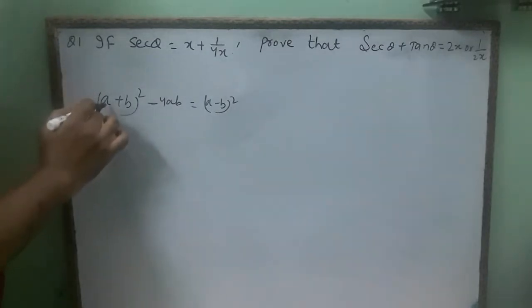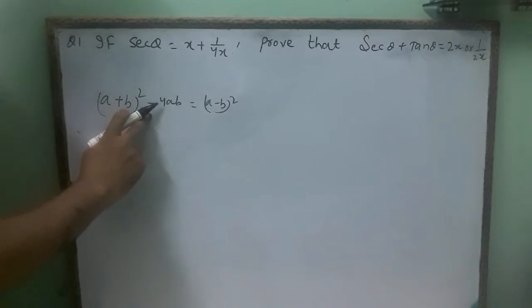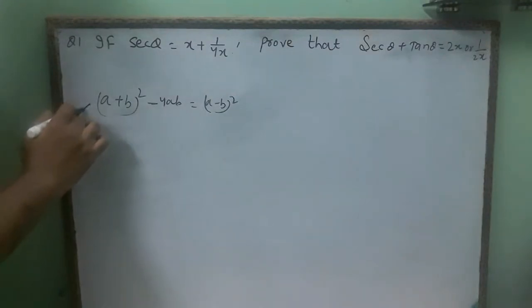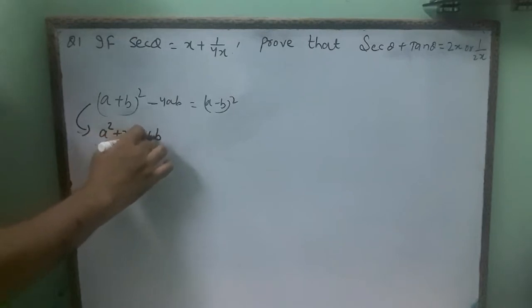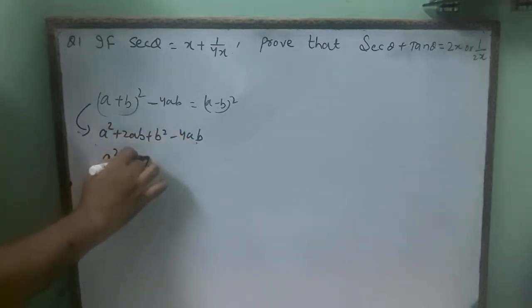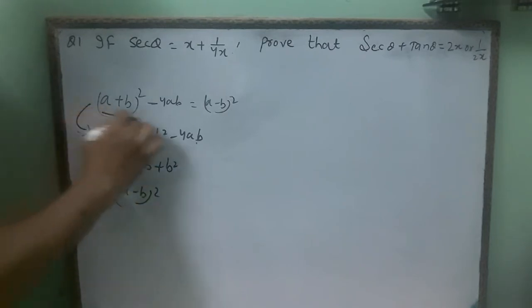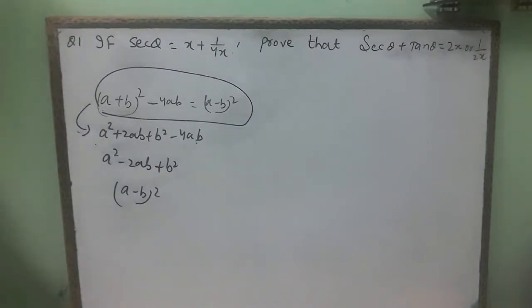So, see this one. When (a plus b) whole square minus 4ab, then it will be equal to (a minus b) whole square. Because if you want to see how, see this one: a square plus 2ab plus b square minus 4ab. Now a square, and this one minus 2ab, after subtracting, it will be (a minus b) whole square. So this whole will be equal to each other. So I will use this, that's why I have written it here. So see how I will use this one.